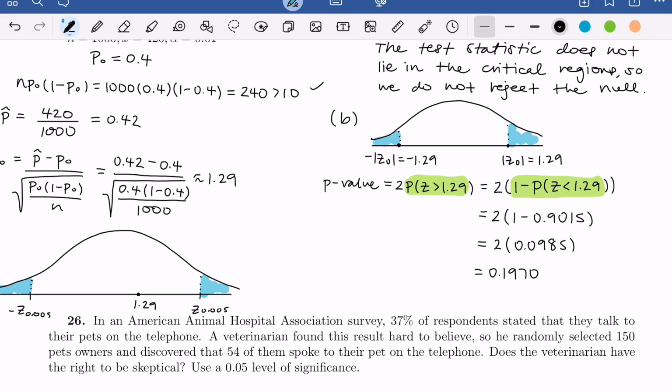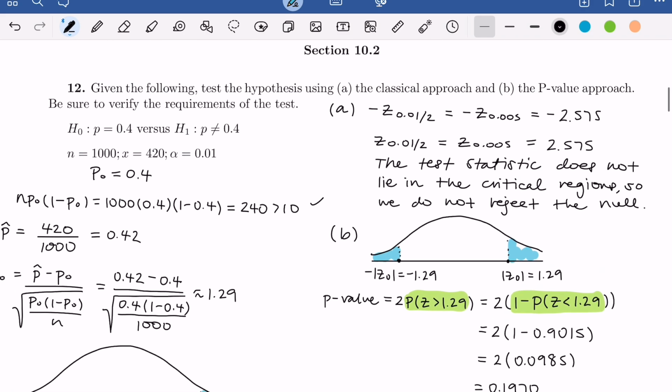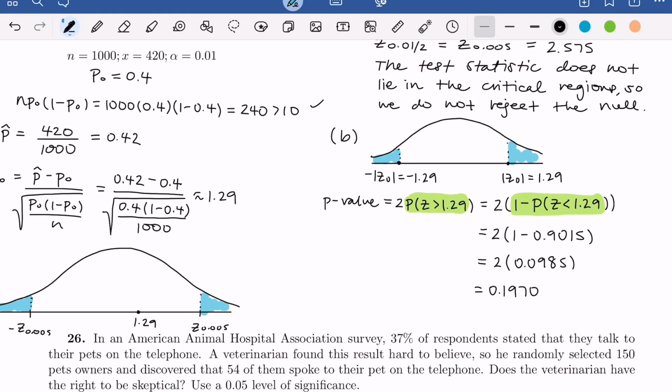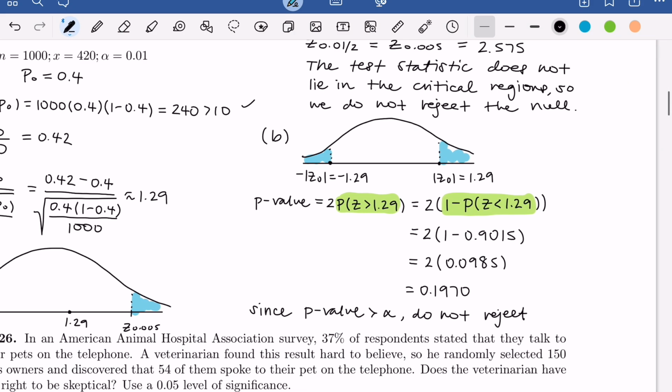that we do not reject the null hypothesis because the p-value is greater than our level of significance here. So if the p-value were less than alpha, we would reject the null hypothesis. So we'll say, since our p-value is greater than our level of significance, do not reject the null hypothesis.